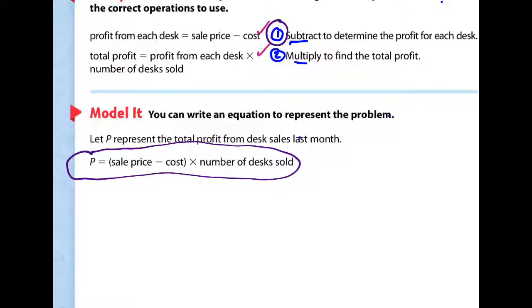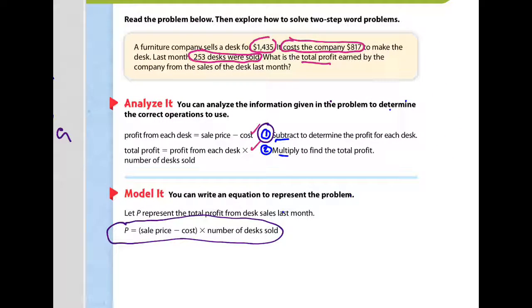Now what we're going to do is take our numbers that I have circled in pink up at the top and put them in instead of the words. This is called substituting. All right, so first thing, the profit equals the sales price minus the cost. Now remember, the sales price is $1,435 for a desk. Subtract the cost that the company has to spend to build the desk, minus $817.